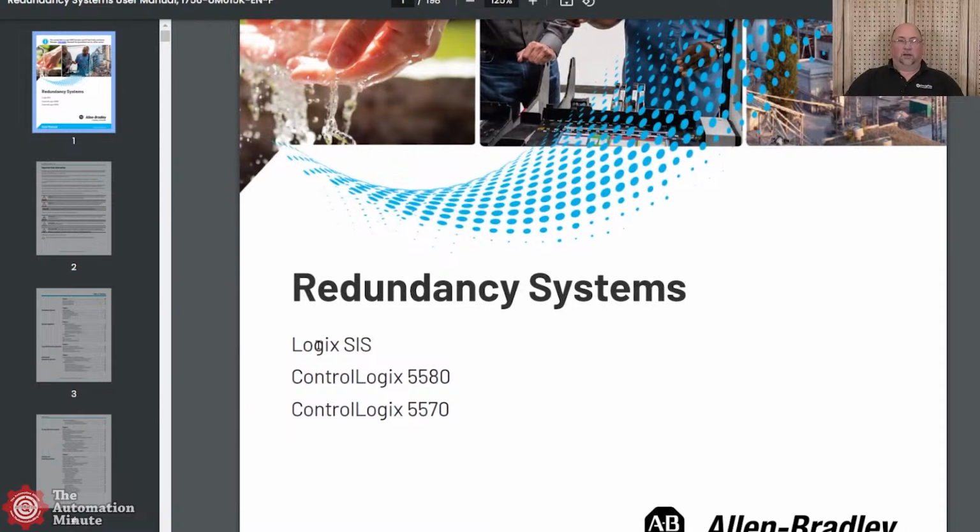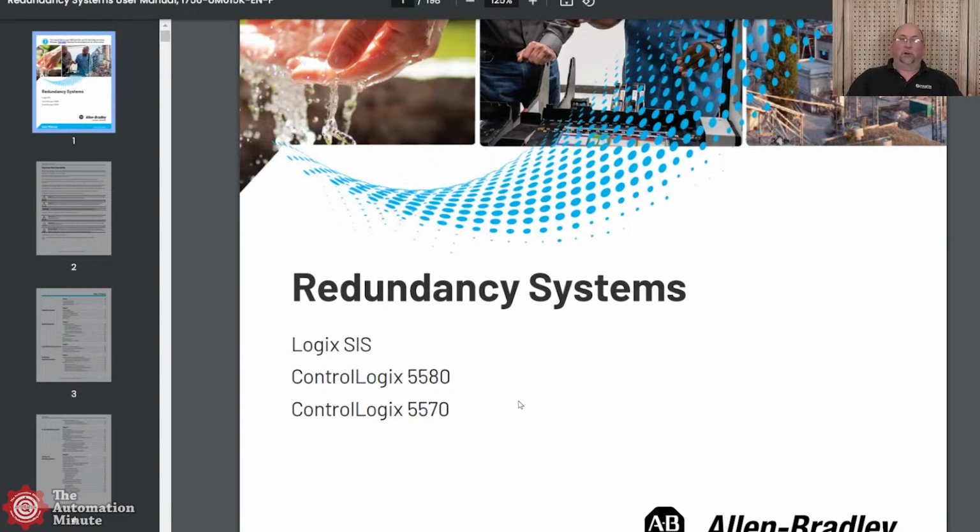And this covers Logix SIS, which we covered on the show before. It covers the 5580 and the 5570. Now, if you're using 5560, or 5555, did 5555 support redundancy? I don't know. I don't think they did. Maybe they did. It goes back a long way, right? With the original double wide modules.